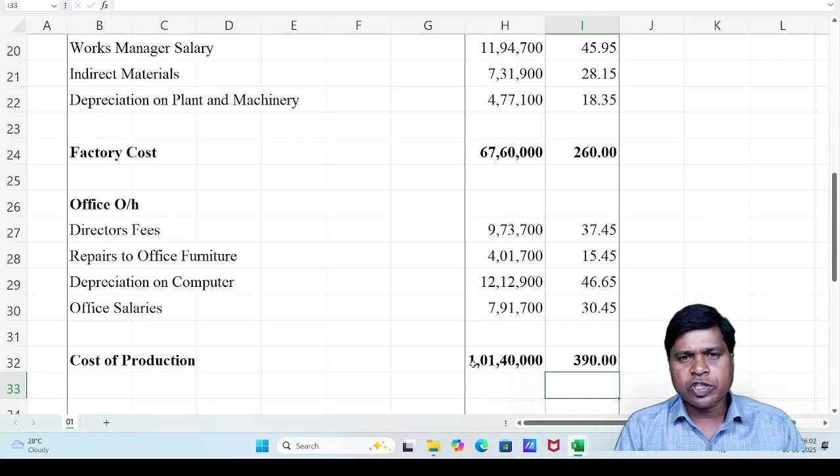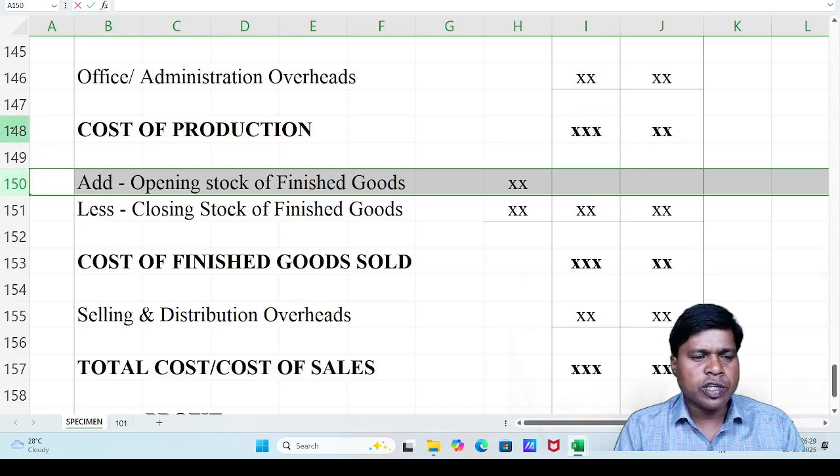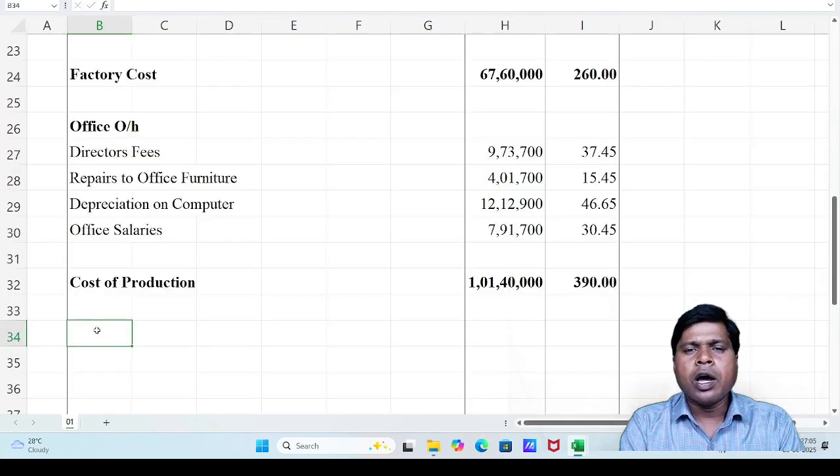After cost of production, we have to write the next line, add opening stock of finished goods, same as per the specimen of cost sheet or cost statement. We can see that format again. This is the specimen of cost sheet, and you can check after cost of production we have to add opening stock of finished goods and less closing stock of finished goods. Opening stock means previous year unsold goods, and closing stock means current year unsold goods. I am writing here add opening stock of finished goods.